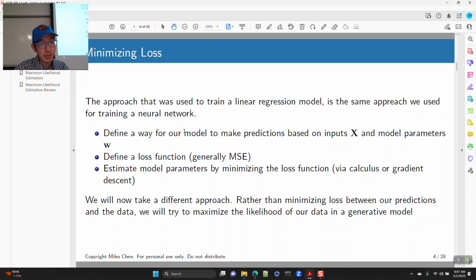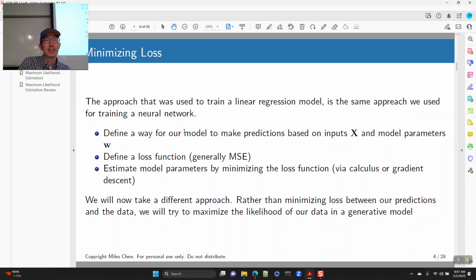But okay, so today we're going to do a different approach though, and rather than trying to minimize the loss, what we're going to do is try to maximize the likelihood. Okay, so it's another kind of optimization thing. Instead of minimizing something, we're trying to maximize something. And what are we trying to maximize? We're going to try to maximize the likelihood of our data.